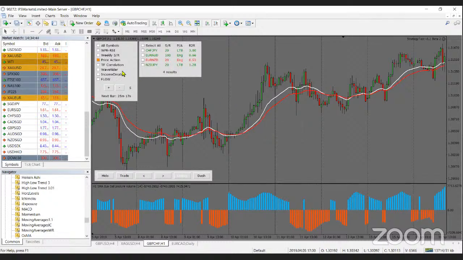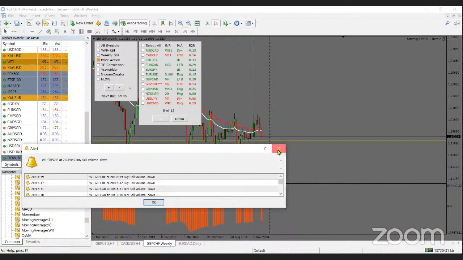So I have actually a price action scanner with me this week. I've had it all along. Right, so let's have a look at a weekly chart.